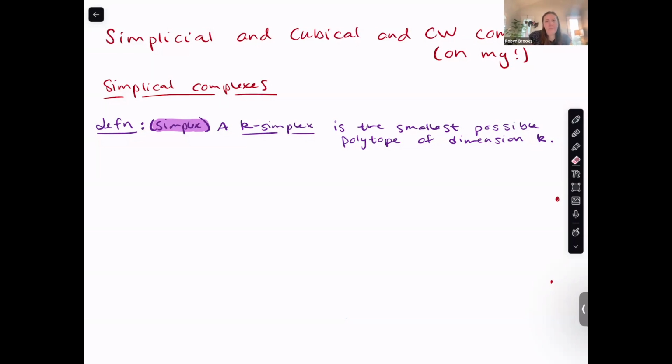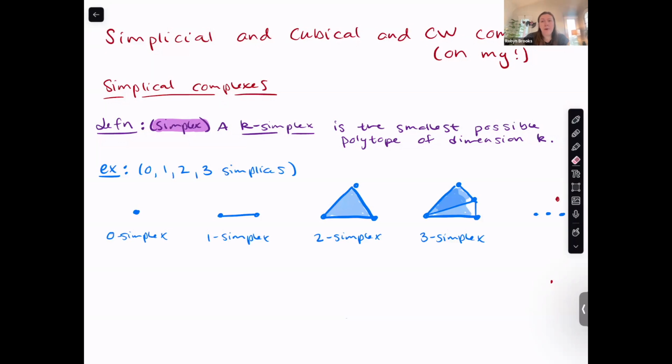So let's get started. First, we'll talk about simplicial complexes. We build simplicial complexes out of simplices. A K-simplex is the smallest possible polytope of dimension K. Here are a few examples of simplices of dimension 0 through 3. These are all the ones that I'm able to draw.